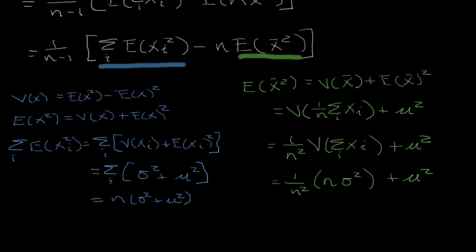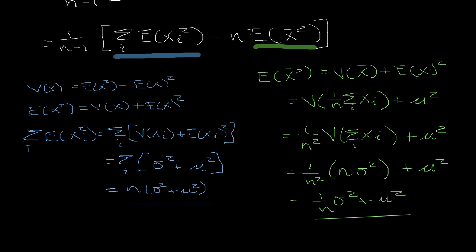Of course, we can simplify. Here we have an n, here we have n squared. So we can write this as 1 over n sigma squared plus mu squared. So now what we're going to do is substitute this expression and this expression here and here, in matching colors, obviously. So what we're going to have is the following.